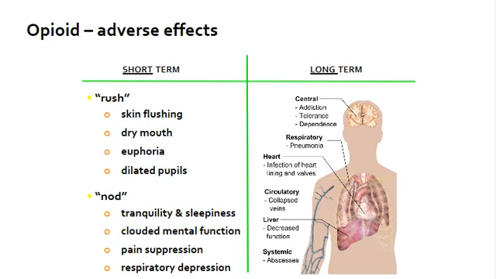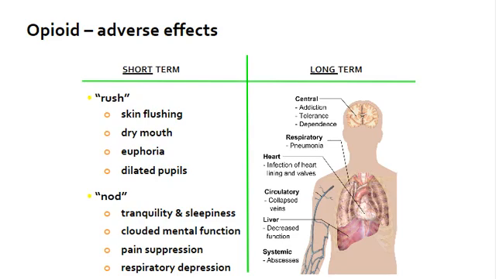We can summarize some of these short-term effects into the nod, where you see a little bit of tranquility and drowsiness or sleepiness. Their mental state is beginning to get clouded. The pain is becoming suppressed and basically goes away. And then, on top of that, the onset of respiratory depression. This happens with the short-term effects.